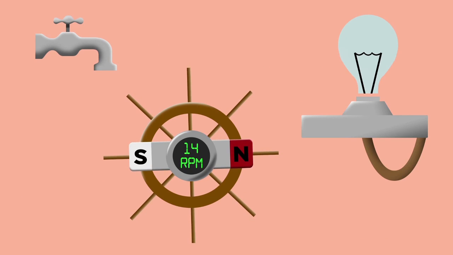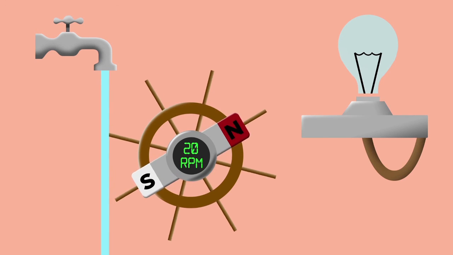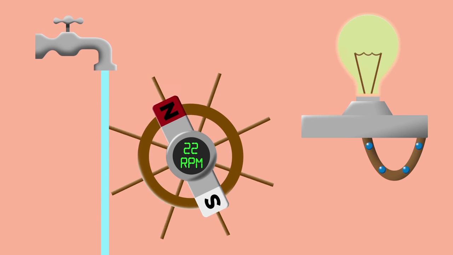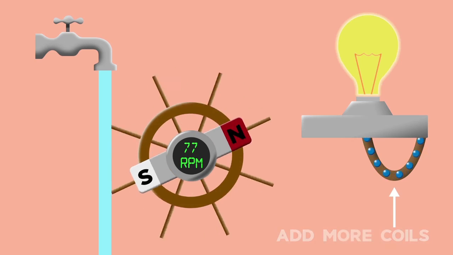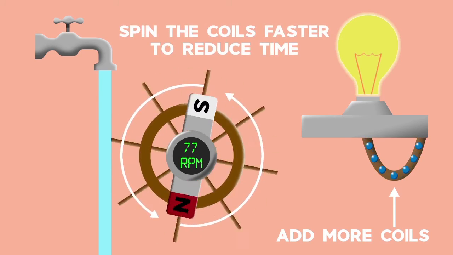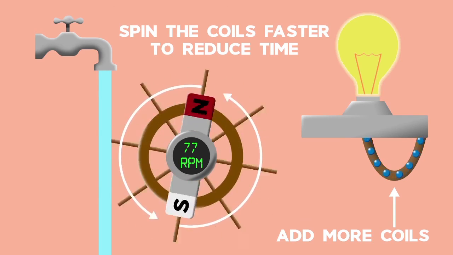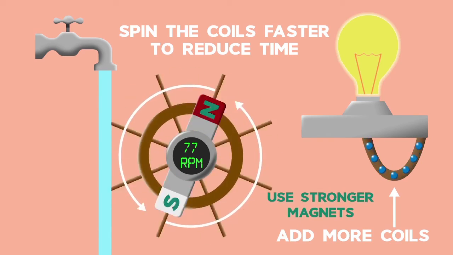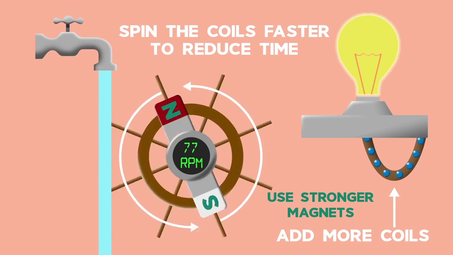What about changing this device to do better? The water falling makes the magnet spin and change the field. Well, according to Faraday's three relationships, all we have to do is add more coils, spin the coils faster to reduce time, and naturally use stronger magnets. Handy information when making generators of electrical power.